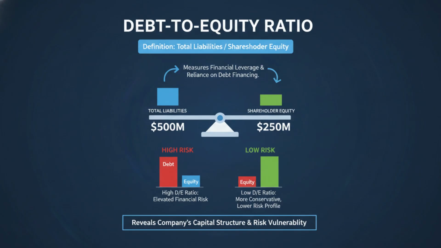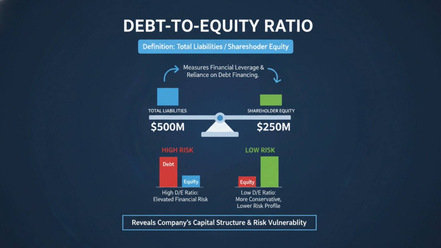by owners' funds. A company with a high D/E ratio is heavily reliant on debt financing, which typically implies higher financial risk. Conversely, a lower D/E ratio suggests that a company is funding more of its assets through equity, indicating a more conservative financial structure and generally lower risk.